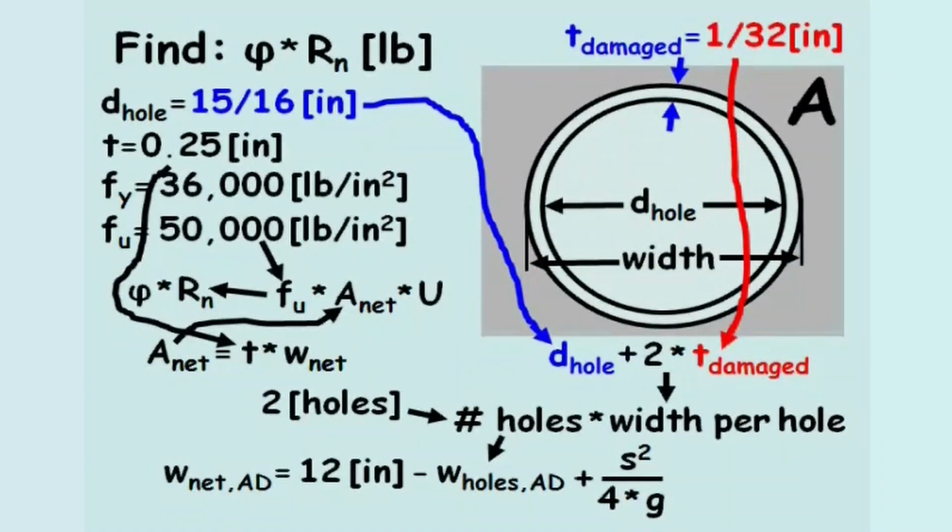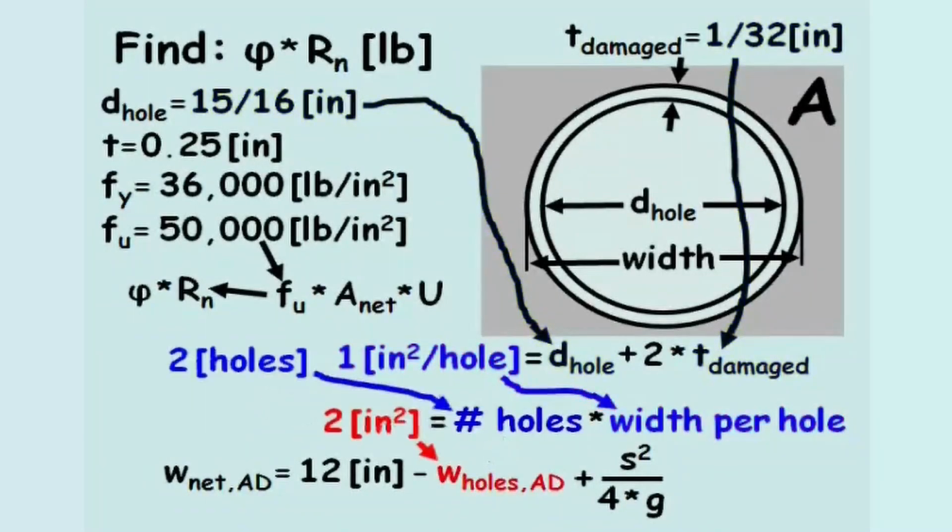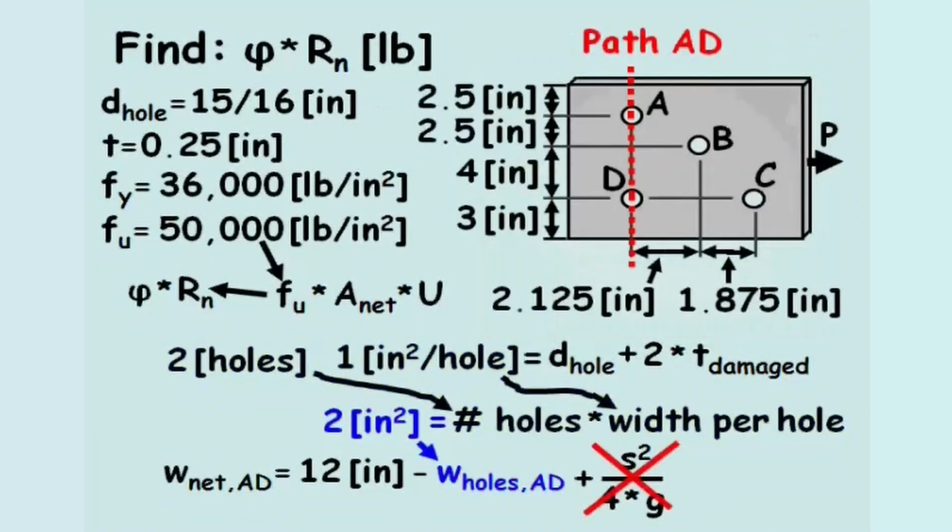Therefore, the width per hole equals 1 inch, and the width of the holes along path AD equals 2 inches. Since there are no diagonal lengths along path AD, the third term drops out of the equation, and the net width along path AD equals 10 inches.